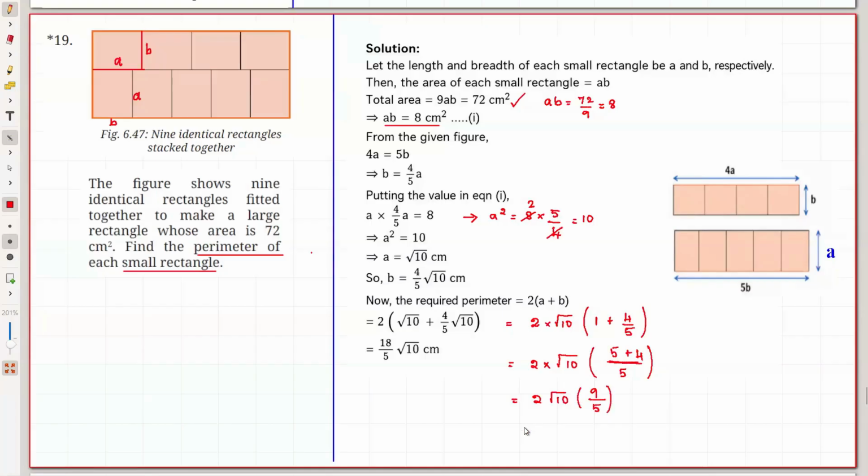Now just multiply it. Everything is multiplication. 2 9s are 18. So 18 by 5 root 10, so 18 by 5 root 10 centimeter. Now this is the perimeter, the perimeter of one rectangle piece.